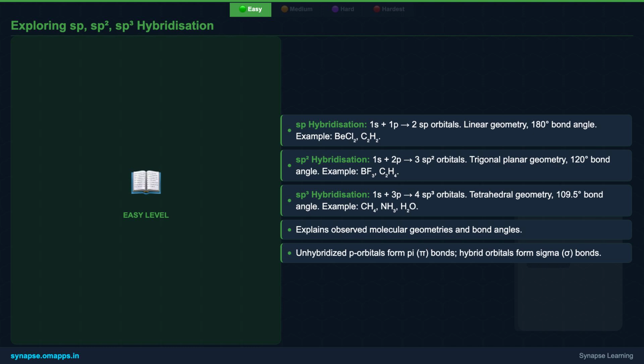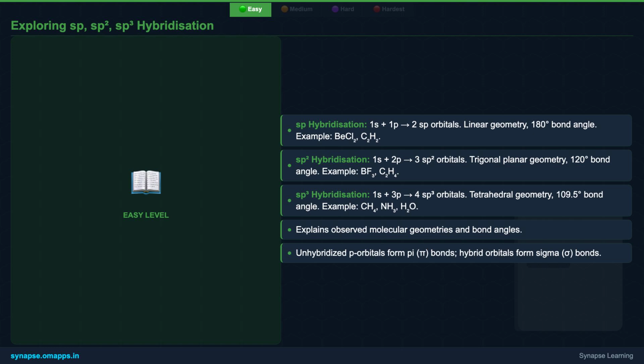For instance, carbon, with its 2s² 2p² configuration, might seem like it should only make 2 bonds at 90 degrees. But methane, CH4, has 4 identical bonds, all at 109.5 degrees, arranged in a tetrahedron. Hybridization explains this by proposing that carbon's 2s and 2p orbitals combine to form 4 equivalent sp³ hybrid orbitals. Now, let's look at the 3 main types we'll focus on: sp, sp², and sp³.